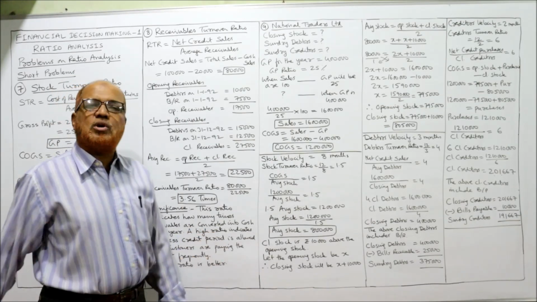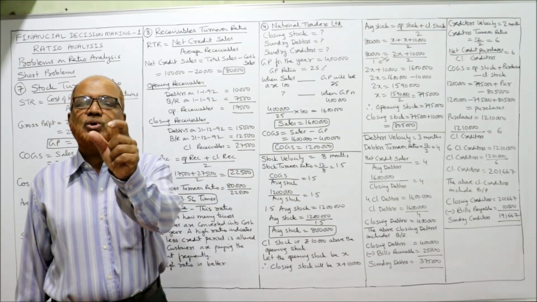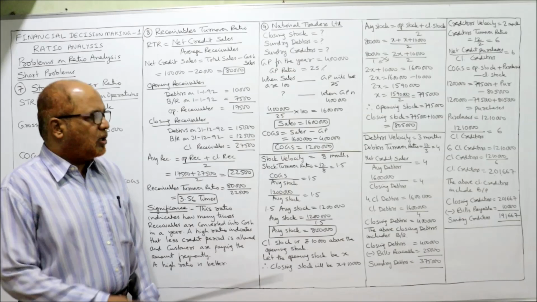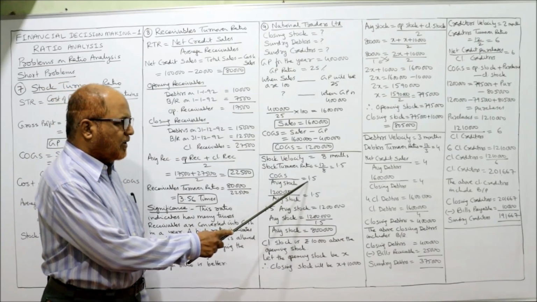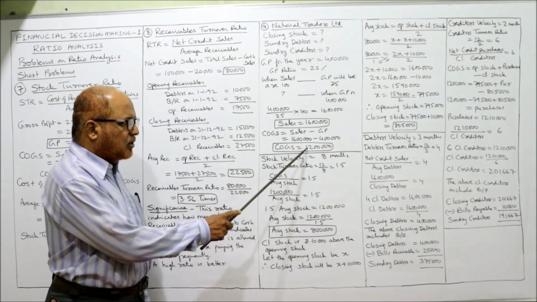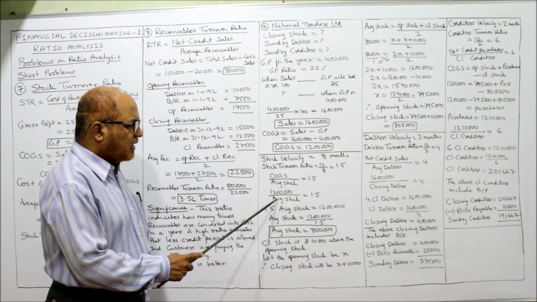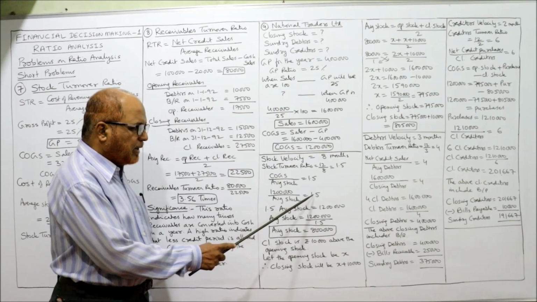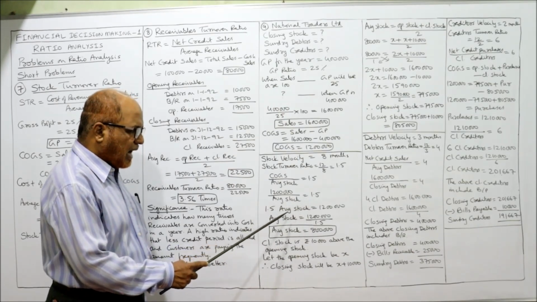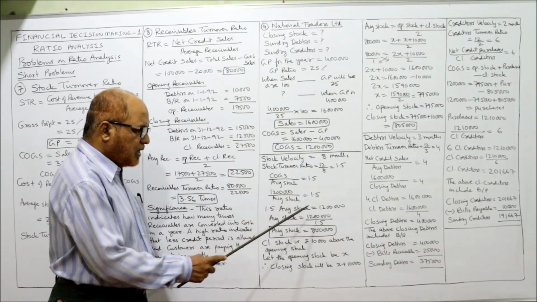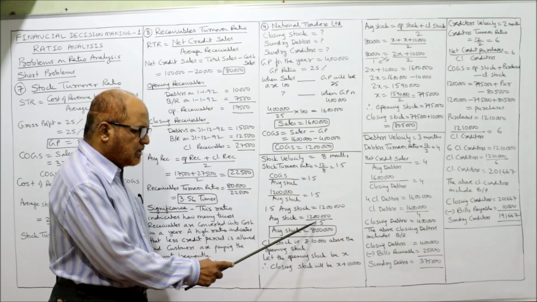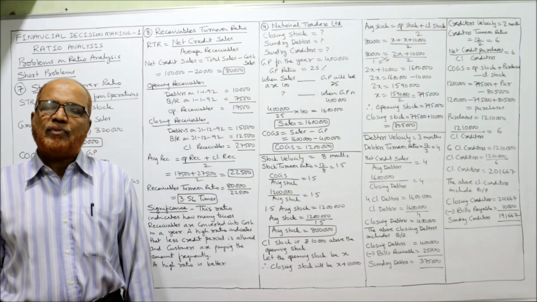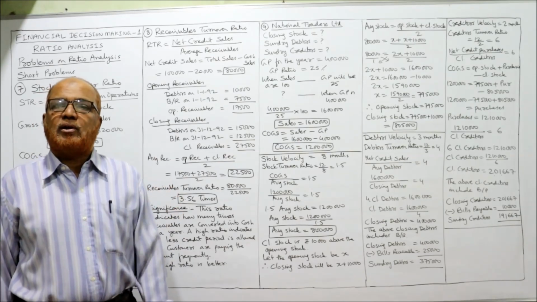Now what is the formula for stock turnover ratio? COGS by average stock. COGS, cost of goods sold, divided by average stock is equal to 1.5. COGS we have already calculated as 12 lakh. So 12 lakh divided by average stock is equal to 1.5. Now if I cross multiply, 1.5 times average stock is equal to 12 lakh. So average stock is equal to 12 lakh divided by 1.5. You will get 8 lakh. We got the average stock, 8 lakh.